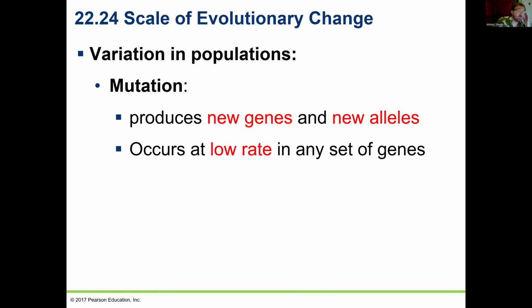Now, the other way that variation enters a population is mutation. That's where new genes and new alleles come from. Typically a mutation is just going to be negative. It's just going to give you cancer. Occasionally, if you have a non-deleterious mutation, it can be passed on to your offspring, if they happen to inherit that chromosome.